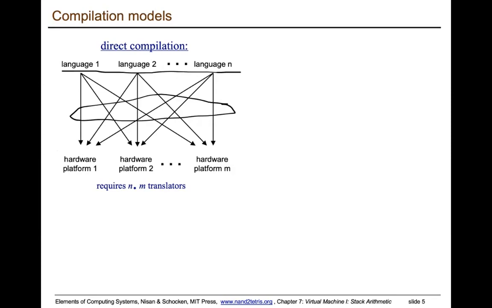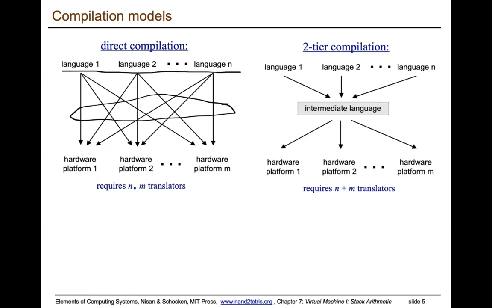Because when I create one type of language, then I need to create m compilers so that they will compile my code to different platforms. This one is very, very headache. So this is direct compilation, where the compiler does it directly. This is not good.